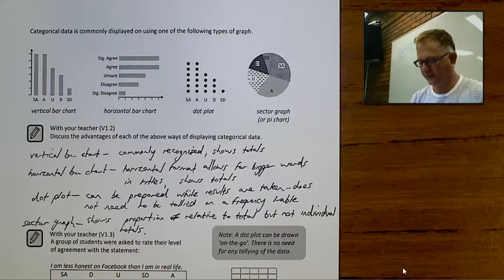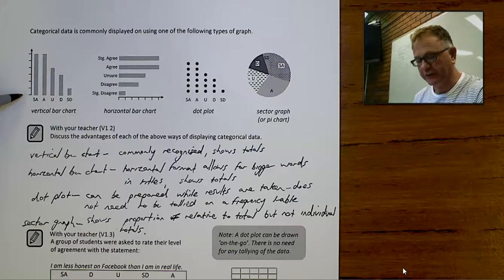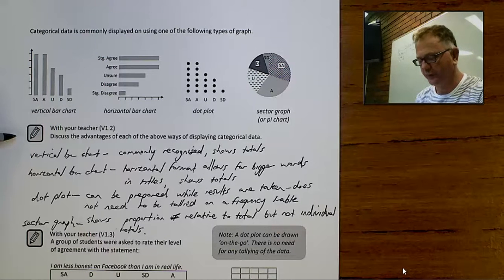We're asked to discuss the advantages of different forms of displaying categorical data. I've prepared a bit of an answer here. The vertical bar chart is a very common way of doing it, and so it's very easy for people to recognise. People are familiar with this form. The other advantage of it is it shows exactly what the totals are by having a scale up the side.